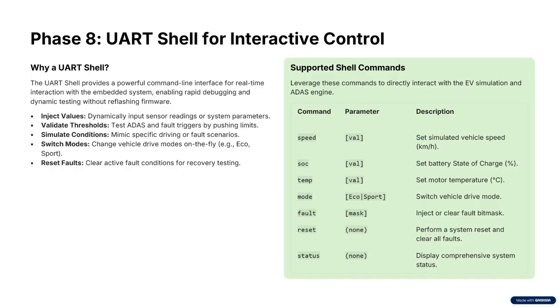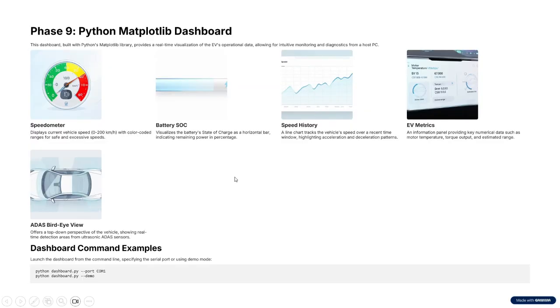So the next slide is UART shell. To make debugging easier, we developed a UART shell. Instead of modifying firmware every time, we can directly send commands. For example, change the vehicle speed, change battery SOC, increase motor temperature, switch eco and sports mode. So this reduces the testing time. So we have implemented the UART shell here.